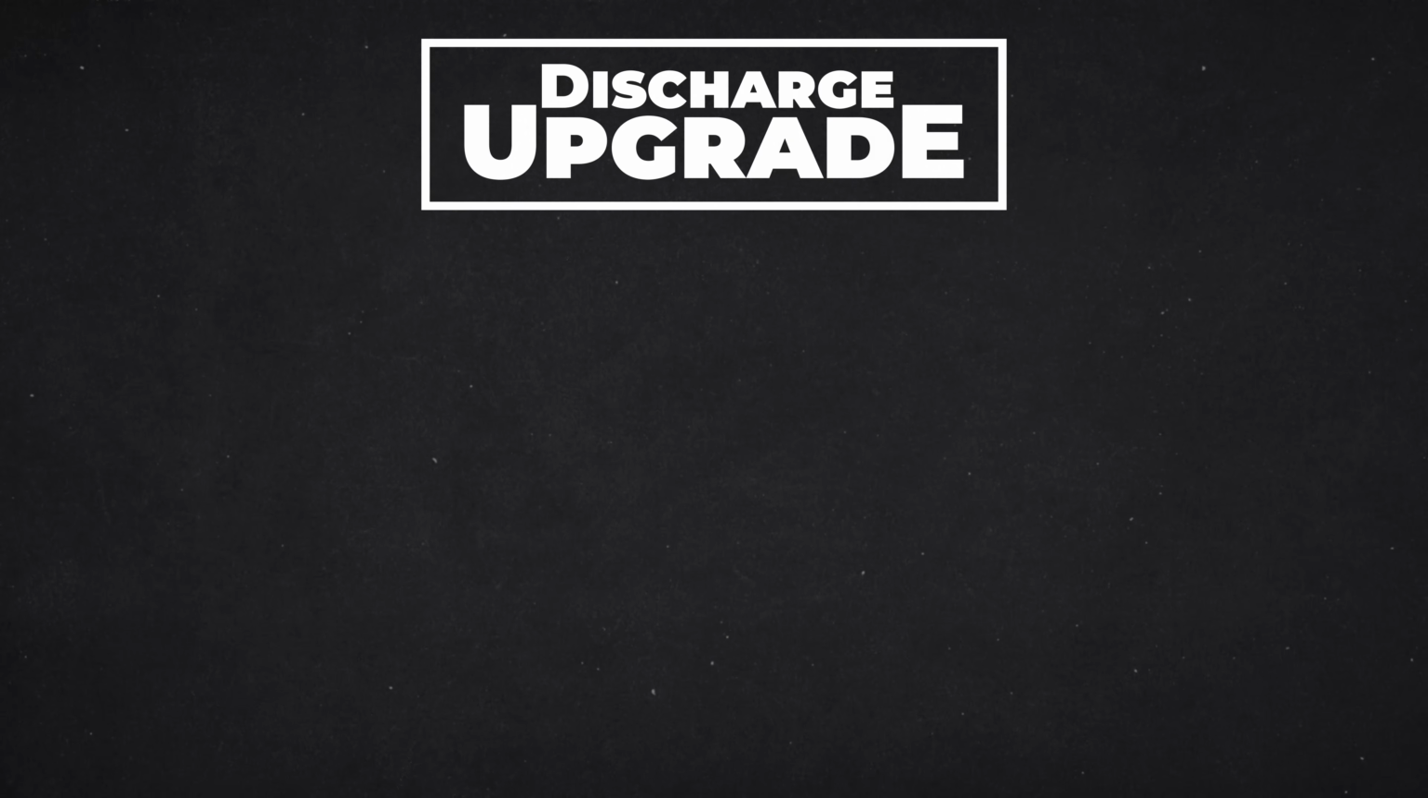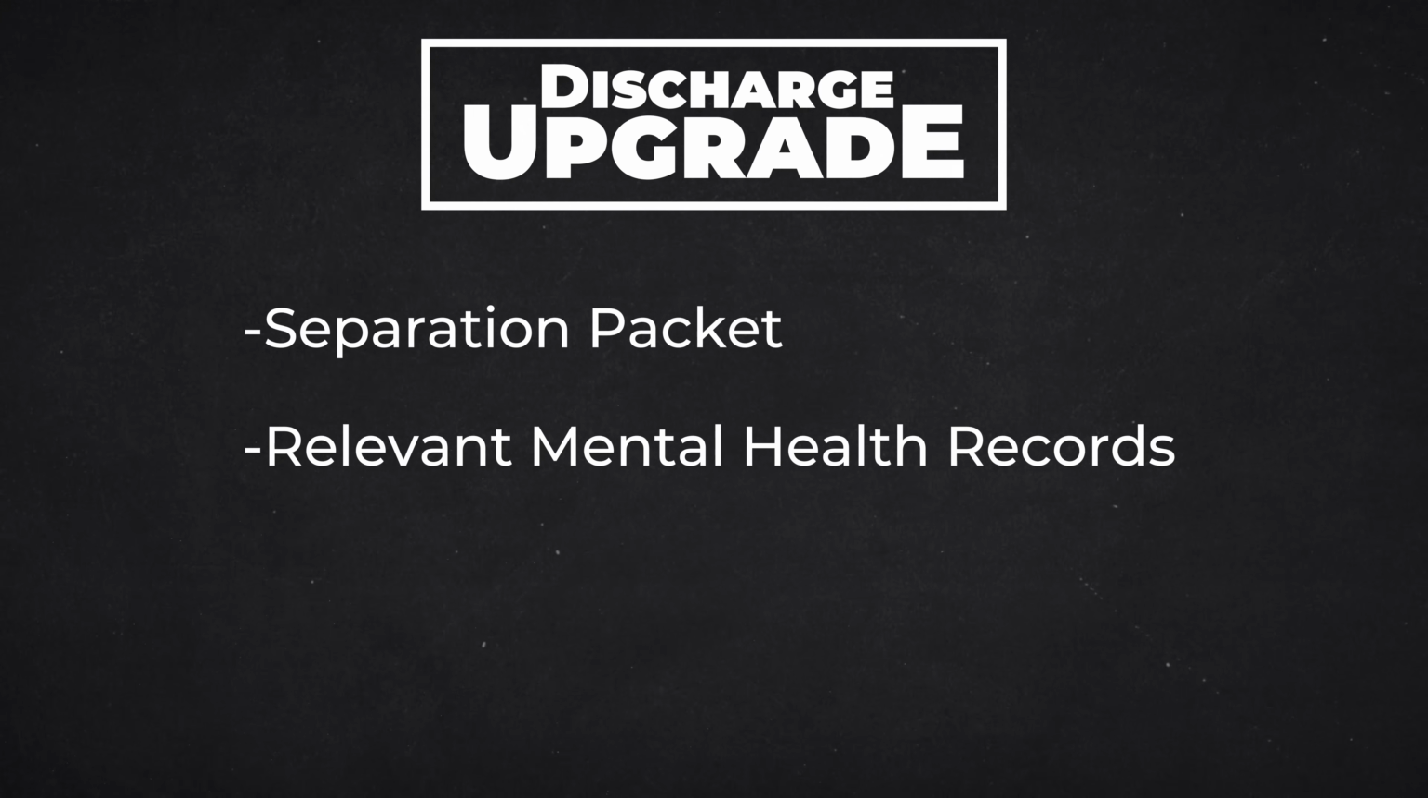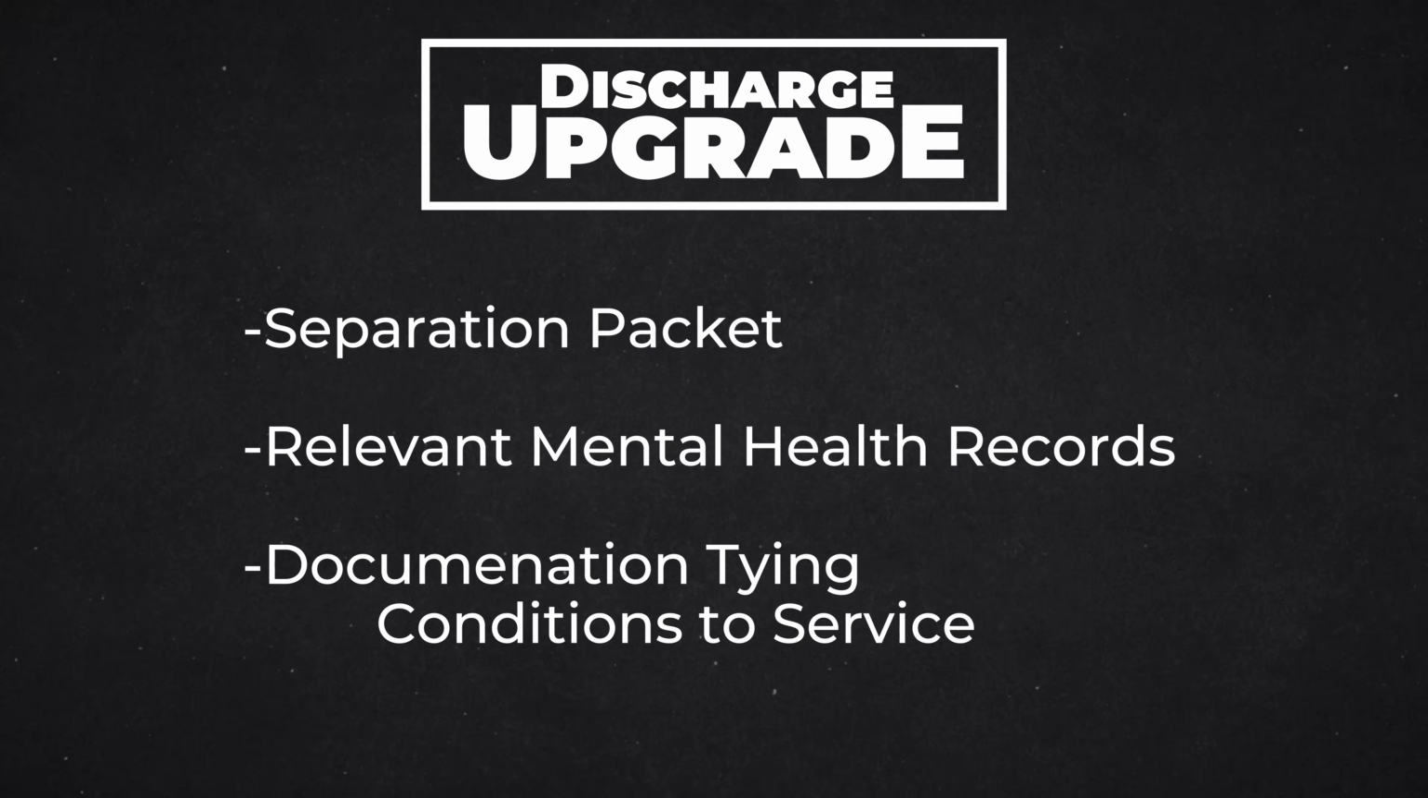Now let's talk about what a strong evidence packet looks like, because the standard shifts based on the type of error. For example, discharge upgrade. You need your separation packet, relevant mental health records, and if PTSD, MST, or TBI is involved, documentation tying those conditions to your service. Character references and post-service conduct help, but they support the argument. They don't replace the core documentation.